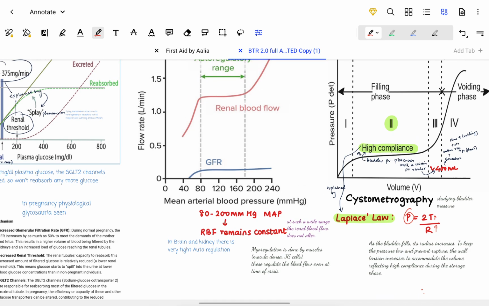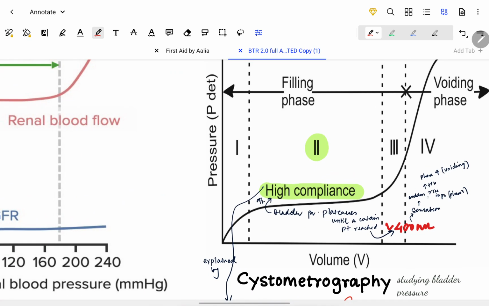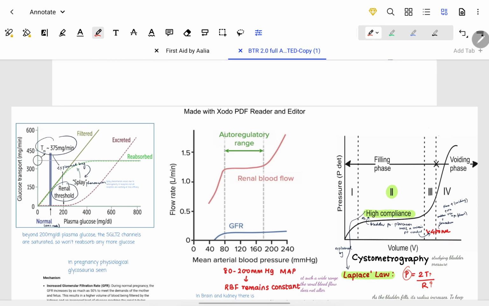You see in this that the pressure keeps increasing, but there is a constant pressure. Why? Due to high compliance; it stretches. Then after it reaches a certain level, that is 400 ml, there is a sensation. Now there will be a sudden rise in pressure. In phase 3, you will see a sudden rise in pressure, and in phase 4, you will see voiding. So this is cystometrography, and phase 2 is achieved by high compliance. The bladder pressure plateaus until a certain pressure is reached.